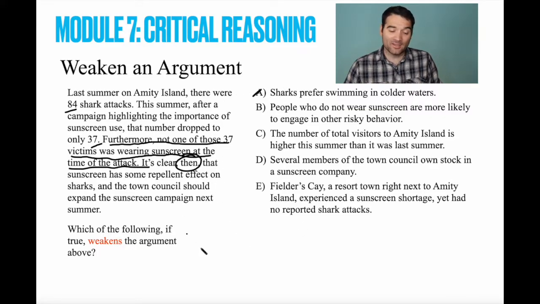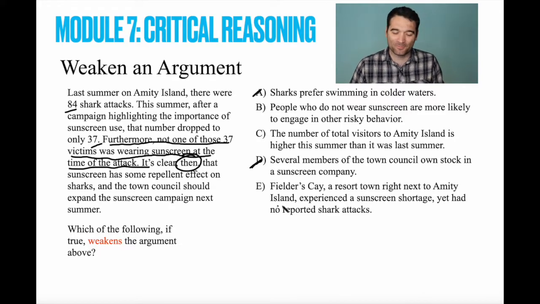The next one we're going to eliminate is answer option D. Several members of the town council own stock in a sunscreen company. This is the conspiracy theory option. And when you think about this one, you have to make your own assumptions for this to be true. So what if they own stock in the sunscreen company? Are they trying to line their own pockets? You really have to tell your own story to make this one work. So that one's out. All right, now we get to the serious ones.